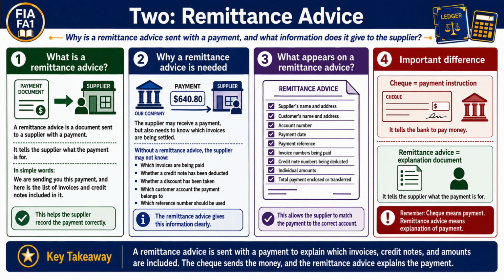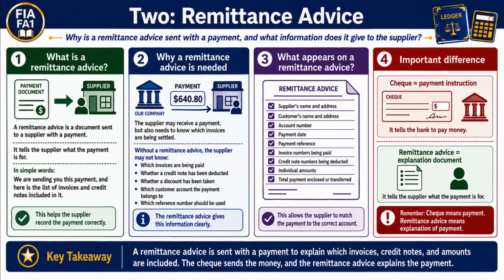2. Remittance advice. Now let us move to remittance advice. A remittance advice is a document sent to a supplier with a payment. It tells the supplier what the payment is for. In simple words, the business is saying, "We are sending you this payment, and here is the list of invoices and credit notes included in it." This helps the supplier record the payment correctly.